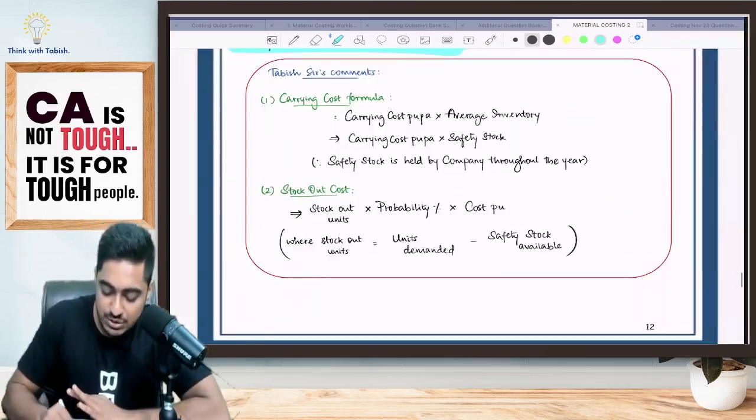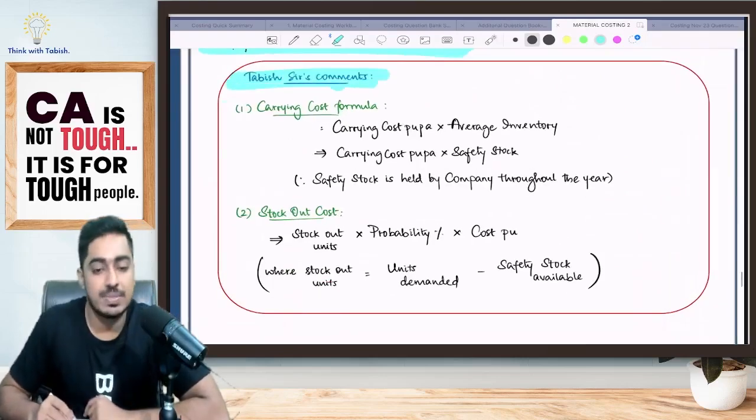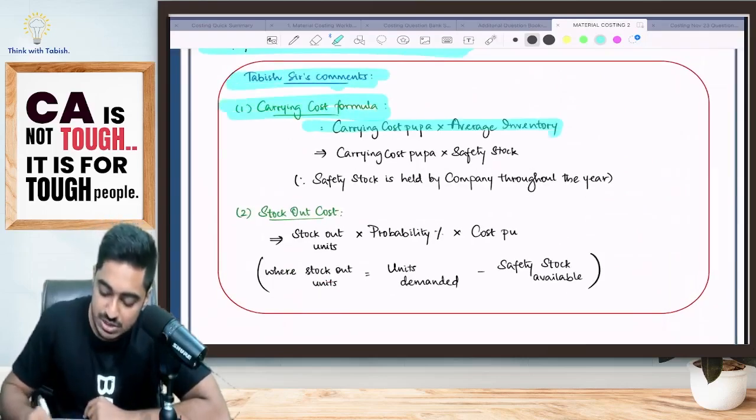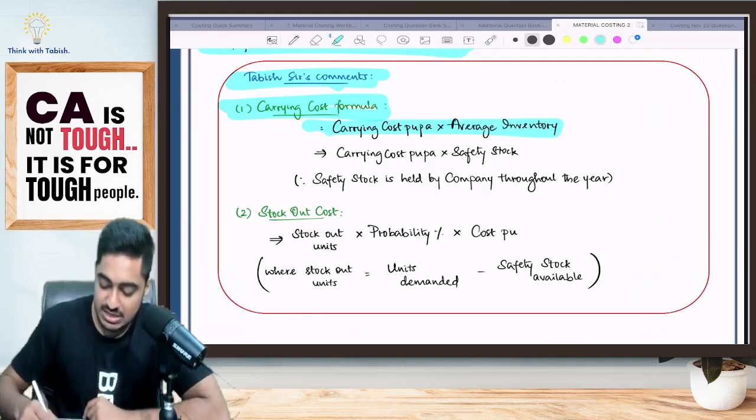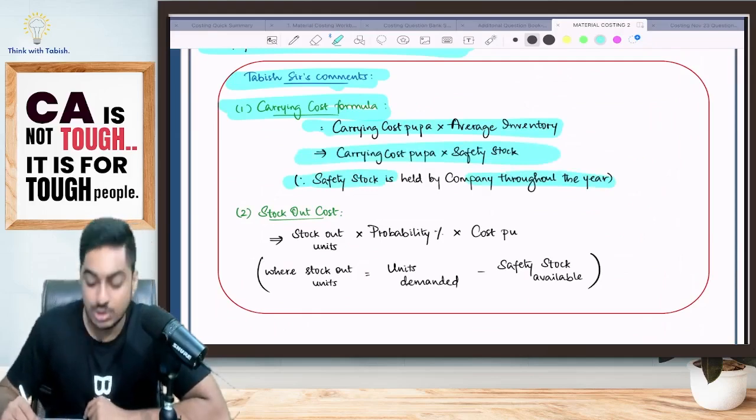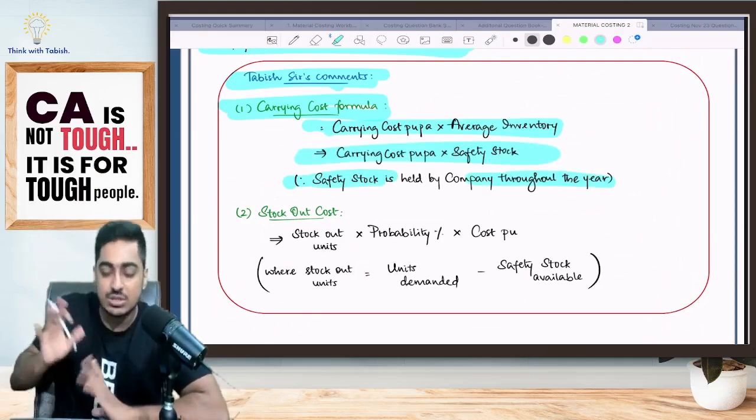What all formulas I have to be using. Look at this. Carrying cost formula. Simple formula was carrying cost per unit per annum into average inventory. Here safety stock I am holding throughout the year, so I can directly write it as carrying cost per unit per annum into safety stock. Based on that carrying cost I got.